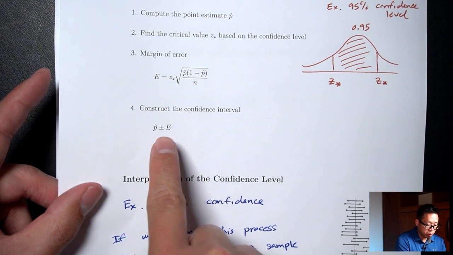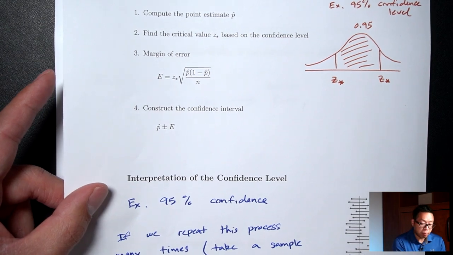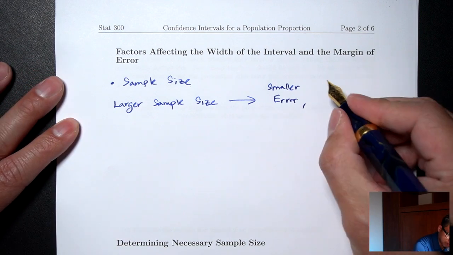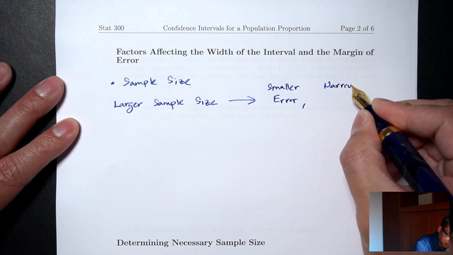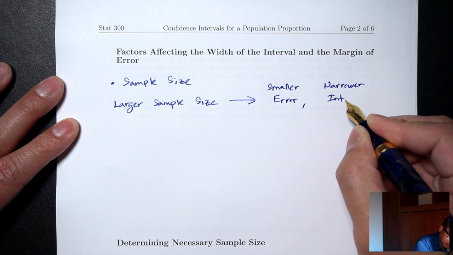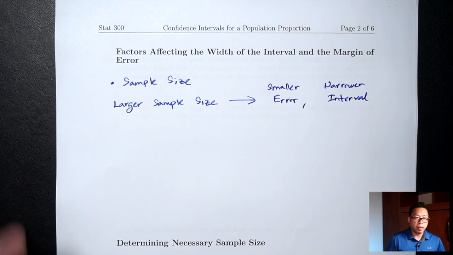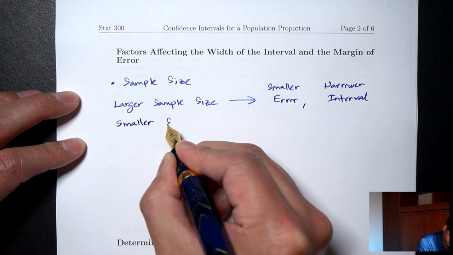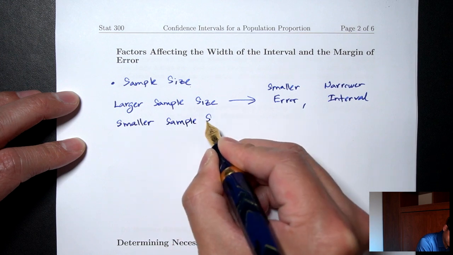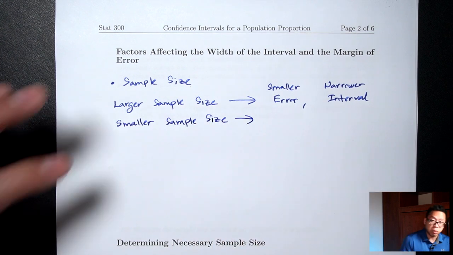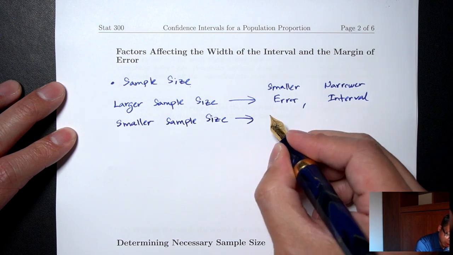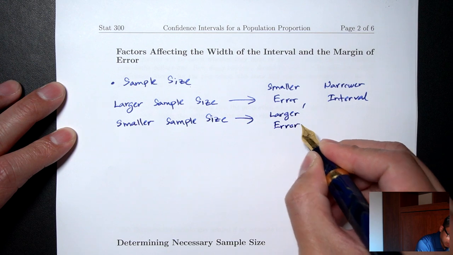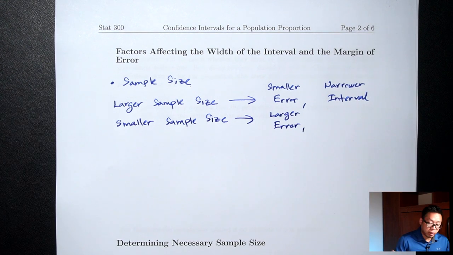And because the margin of error is used to do plus and minus to construct our final interval, a smaller error is going to result in a narrower interval. And then if you use a smaller sample size, you'll get the reverse effect. So you'll get a larger error, and a larger error means a wider interval.